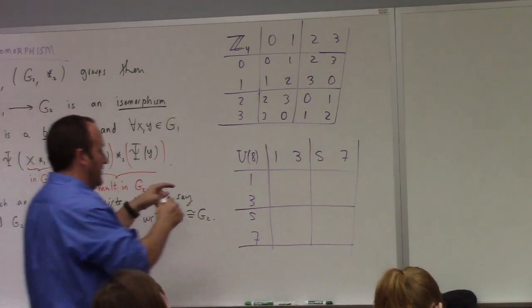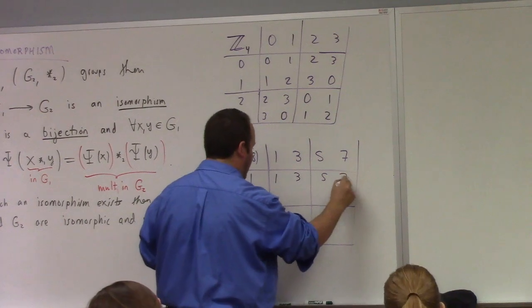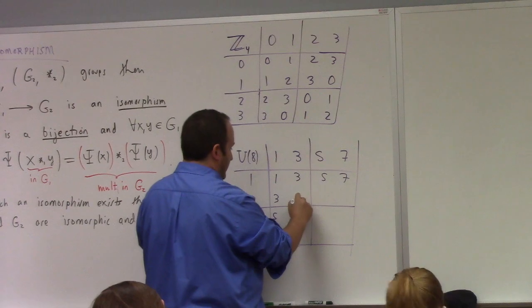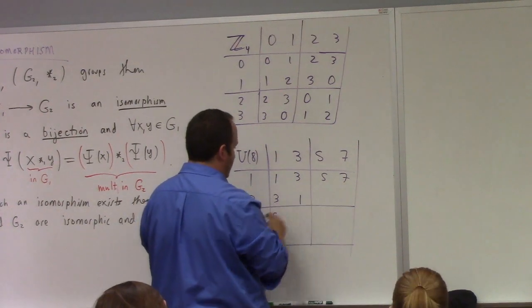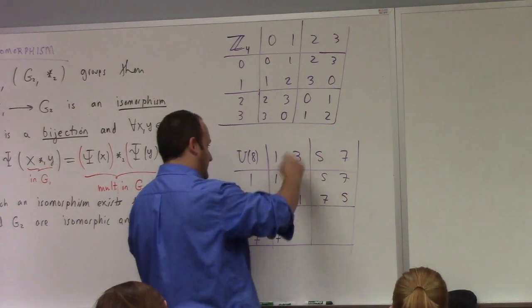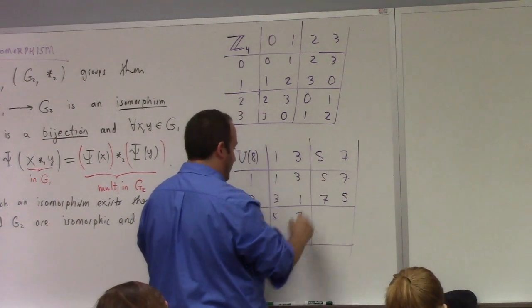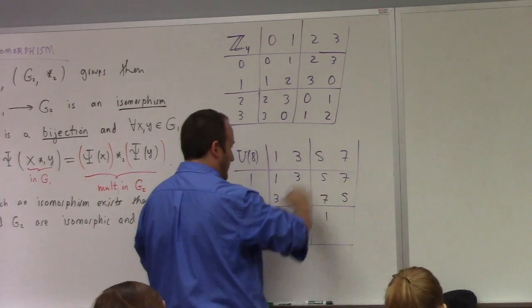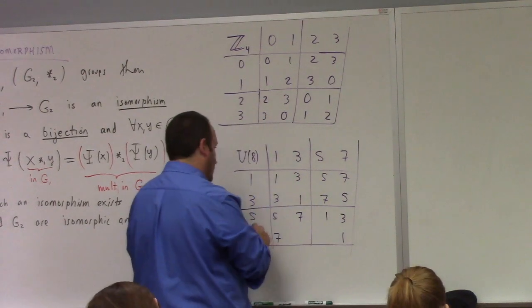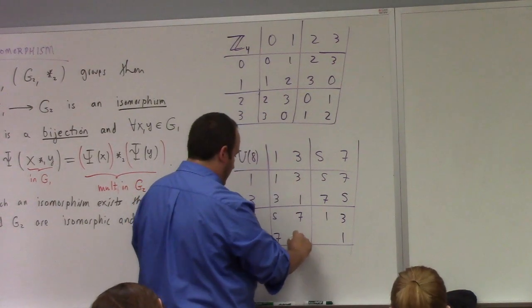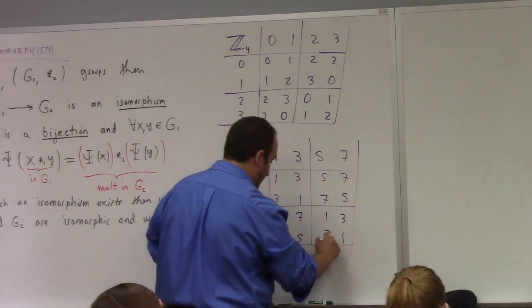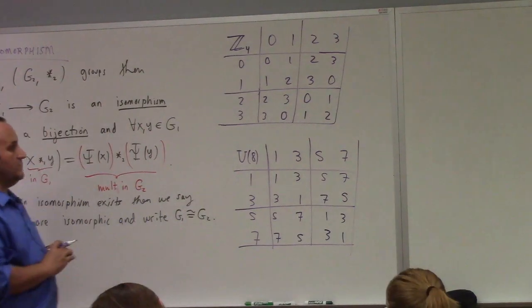So, okay. How about this? 1, 3, 5, 7. 3 times 3 is 9, which is 1. 3 times 5 is 15, which is 7. 3 times 7 is 21, which is 5. 5 times 3 is 15, which is 7. 5 times 5 is 25, which is 1. 7 times 7 is 49, which is 1. 5 times 7 is 35, which is 3. 7 times 3 is 21, which is 5. 7 times 5 is 35, which is 3. All right. There you go.